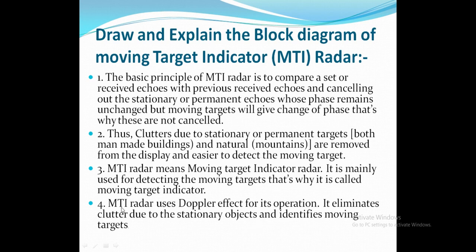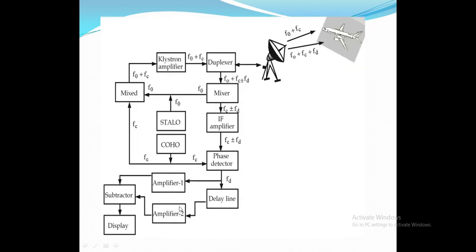The MTI radar, moving target indicator radar, is mainly used to detect moving targets only. That's why we call it a moving target indicator. This MTI radar uses the Doppler effect for its operation. It eliminates the clutter due to stationary objects and identifies the moving targets.